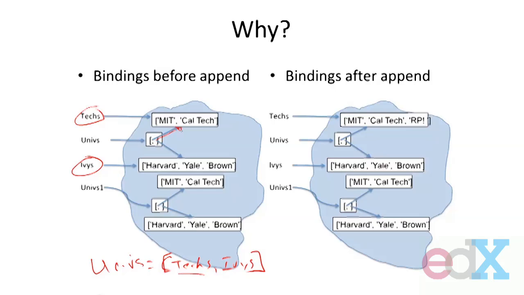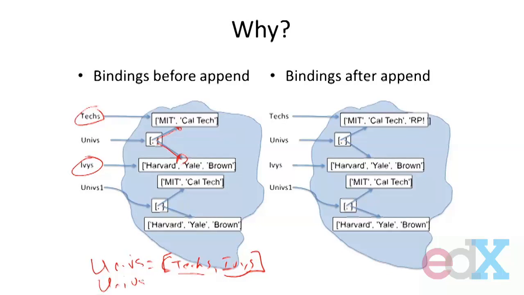So, aha, it's just a pointer to that list. And the value of the second element is just the value of ivies. So, aha, it's just pointing to there. So, univs is a list whose elements are just pointers to other lists.